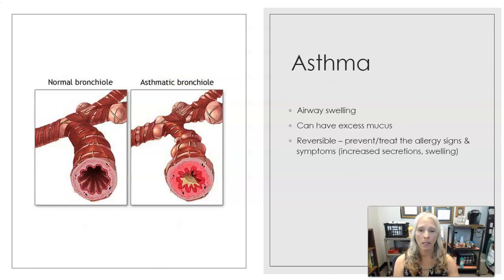Asthma, remember we said, is kind of on its own. It doesn't fall into any category perfectly. And it is a reversible condition because you can prevent the attacks, and you can also treat the allergy and the signs and symptoms that would lead up to the attacks. But they can have a lot of excess mucus and a lot of constriction of the bronchioles during those attacks.